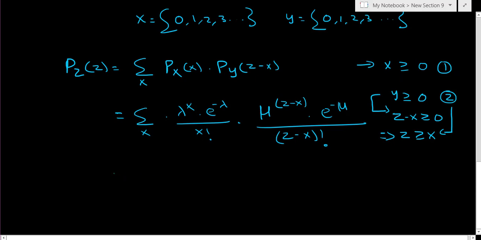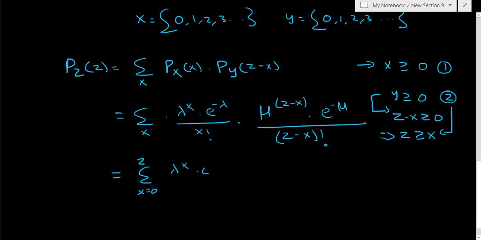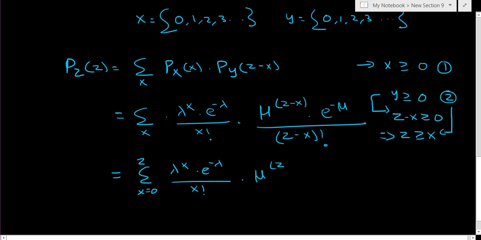So basically the range of x will be based on these two things. It would be greater than or equal to 0, but it would be less than or equal to z. So x would go from 0 to z, and I'll have lambda to the power of x e to the power of minus lambda over x factorial into mu to the power of z minus x into e to the power of minus mu over z minus x factorial. So this is what I have here.